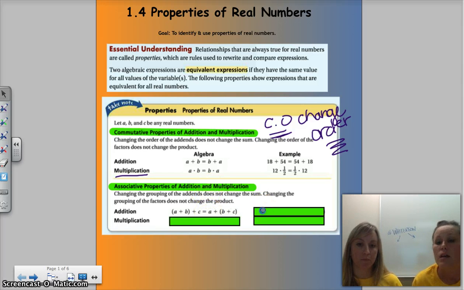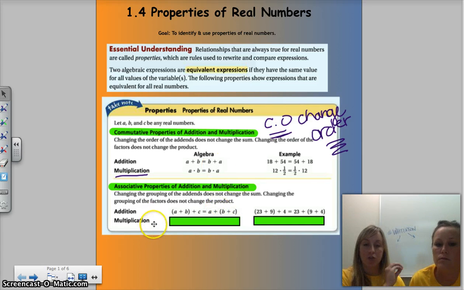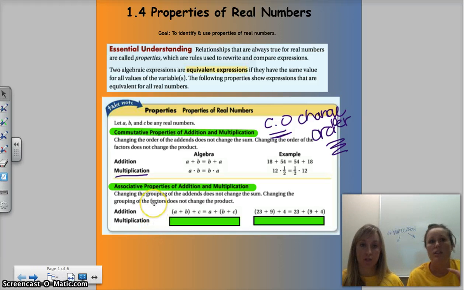In numbers, it can look like this. You're going to get the same answer if you add those. Hey, guys, if you need to pause because we're moving too quickly and you need to write it down, pause away. Again, associative keeps the letters in the same order: A plus B plus C equals A plus B plus C. The only thing that moves is the association of the letters within the parentheses.